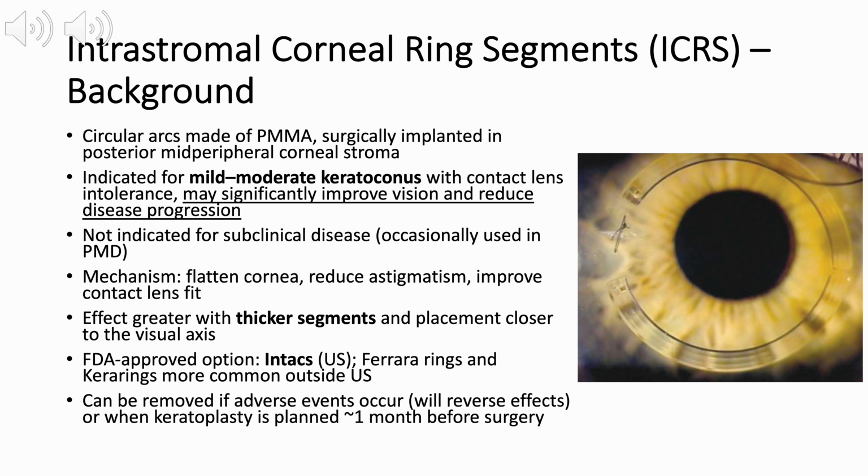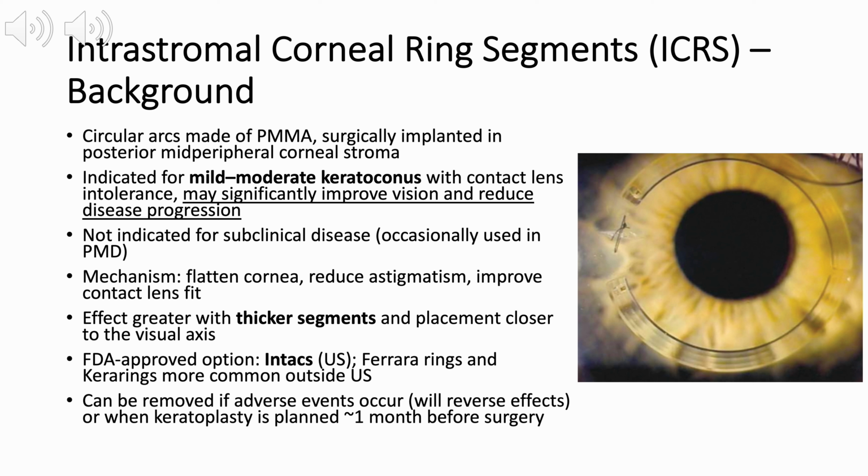Intrastromal corneal ring segments, or ICRS, are small circular arcs made of PMMA that are surgically implanted into the posterior mid-peripheral corneal stroma. They are primarily indicated for patients with mild to moderate keratoconus who have developed contact lens intolerance. While ICRS are not a cure, they may significantly reduce disease progression and improve functional vision. Importantly, they are not indicated for subclinical disease and are only occasionally used in pellucid marginal degeneration, PMD.